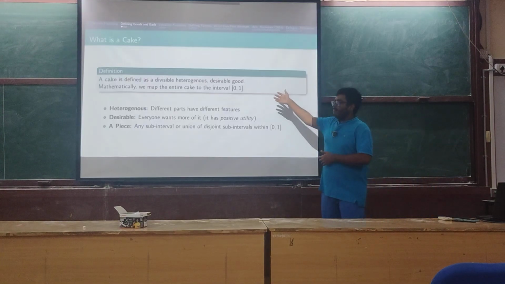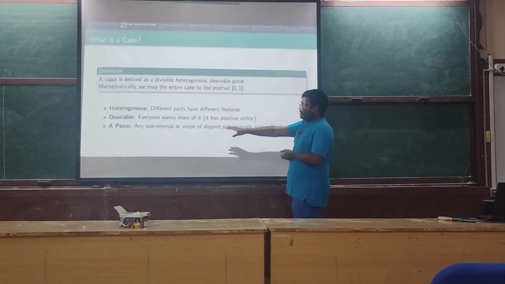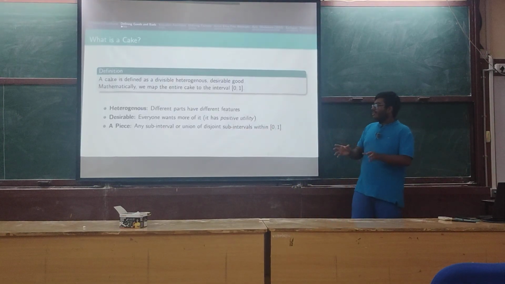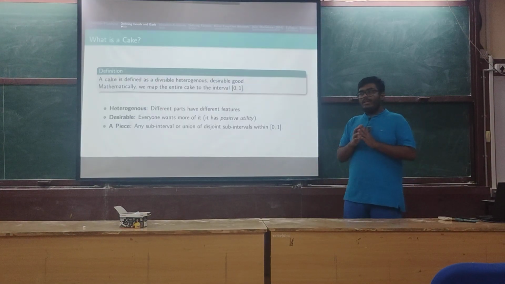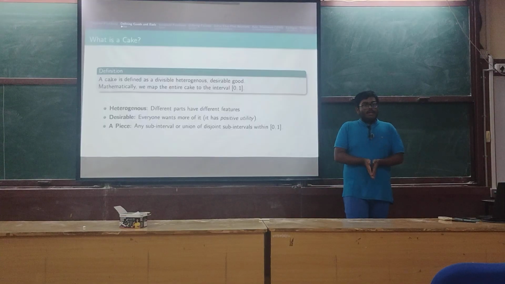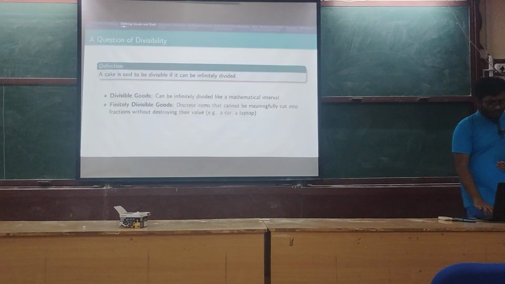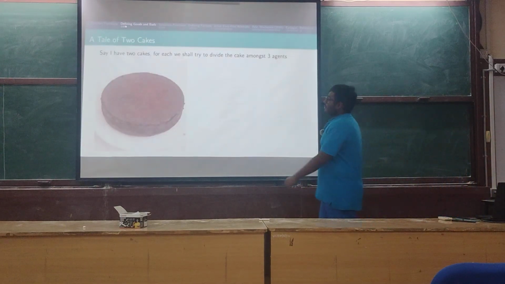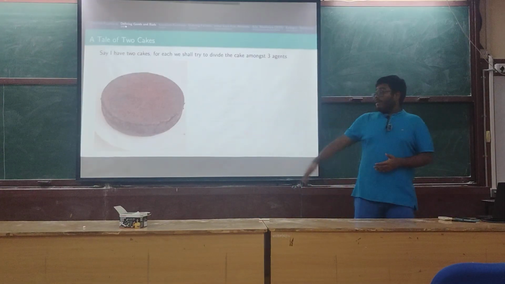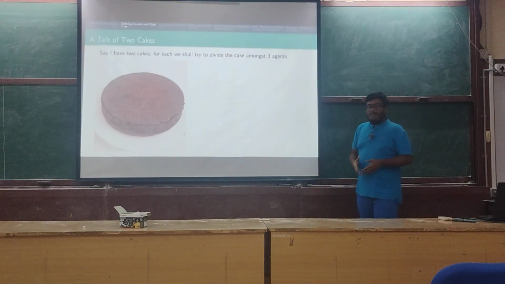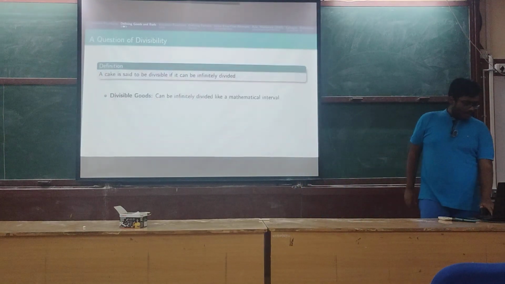So that is the definition of a divisible heterogeneous desirable good. Now, one thing that I will define is that a piece is a subinterval or a union of disjoint subintervals within 0 to 1. The reason we map it like this is because it is a very easy mathematical model to follow, and we can map this to an arbitrary cake. Say you have any circular cake, which is in most cases what you will see, we take the center and we can partition the cake into angles by making cuts, from 0 to 2 pi, and we can scale it down to 0 to 1 without any issues.